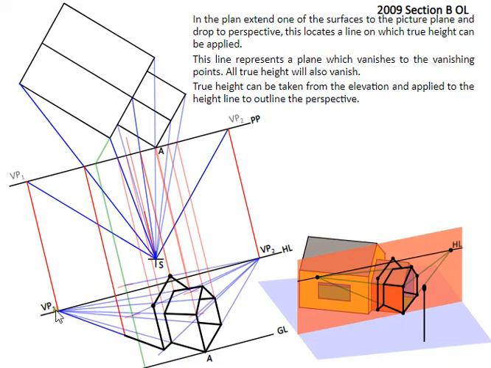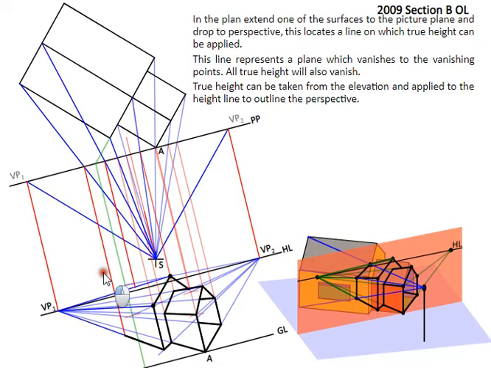Now we can join them back to VP1 to find the back sections. So basically we're going to vanish these back to VP1 and then join each of these points then to the spectator. So we can see it drawn here first. Now we're extending these back to VP1, then find them on the picture plane, and that's the question completed.